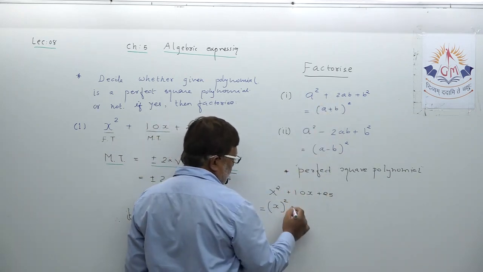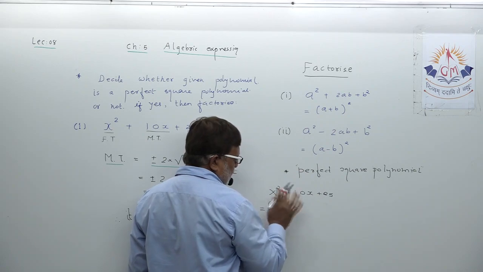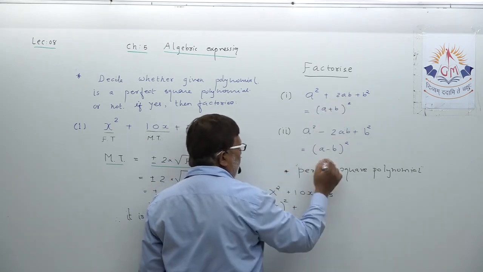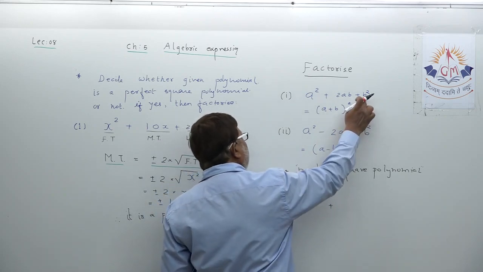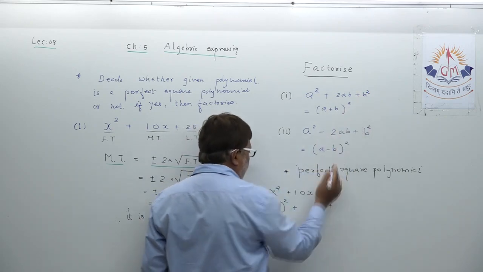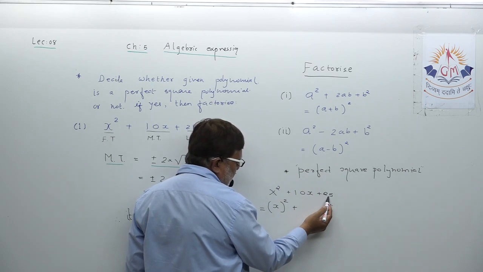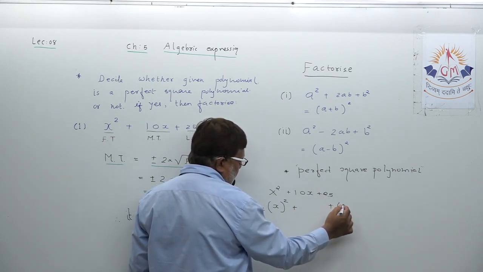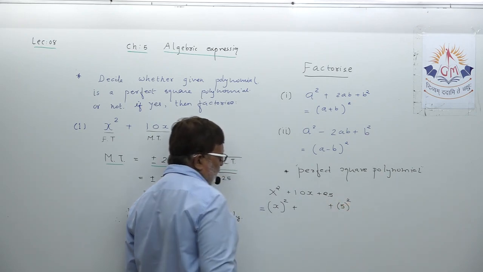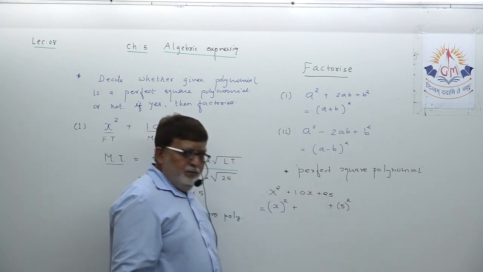Here plus sign, here also plus sign. Don't write the middle term now. Last term plus. What is the last term? B square. How to write here? Take the square root of this term. What is the square root of 25? 5 whole square. A square and B square.